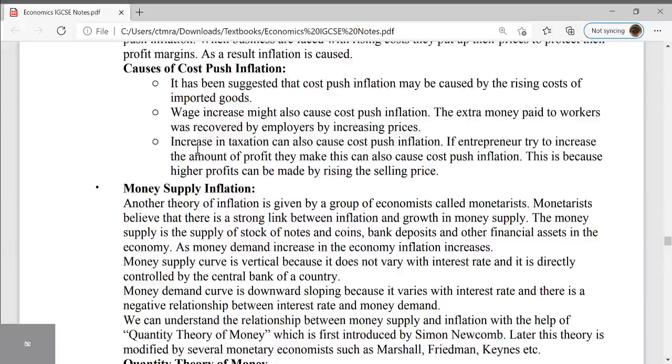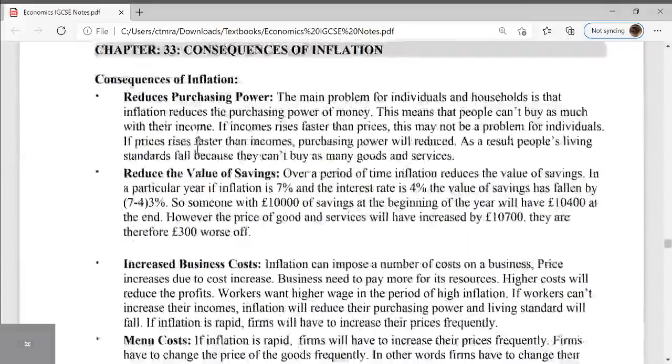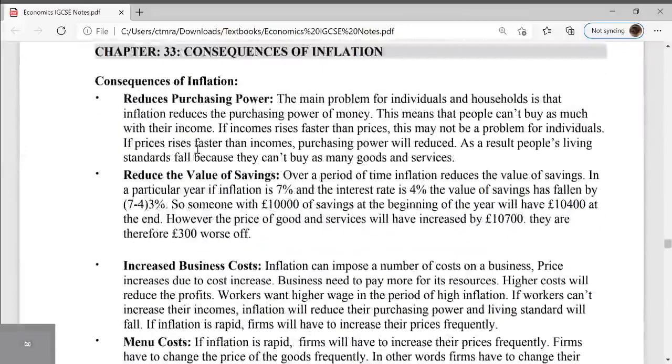So the monetary economists think that this is the only reason for inflation. Okay. Next, let's discuss the consequences of inflation.